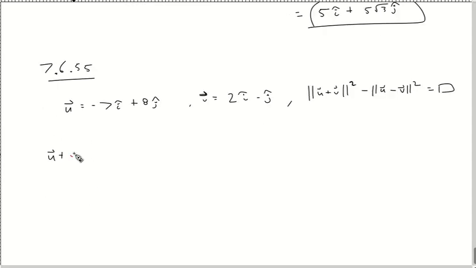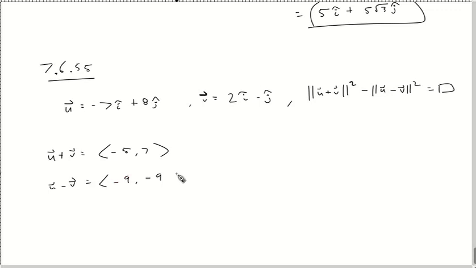So, u plus v is equal to these things. I'm going to add them together. Here we go. -5, 7. Let's do a u minus v. So -7, then -9.